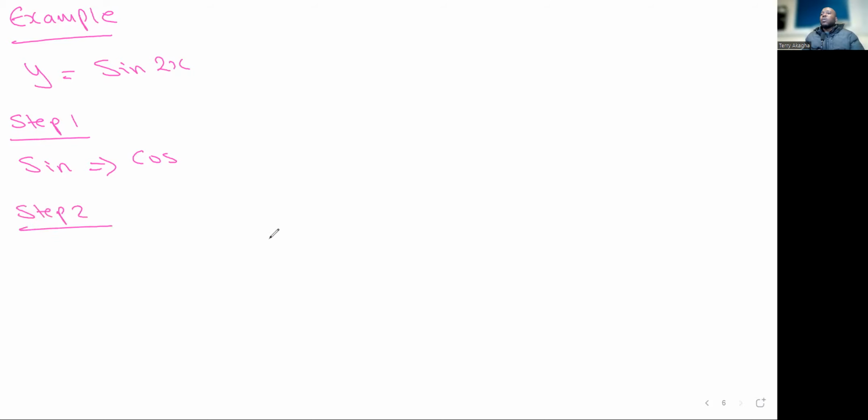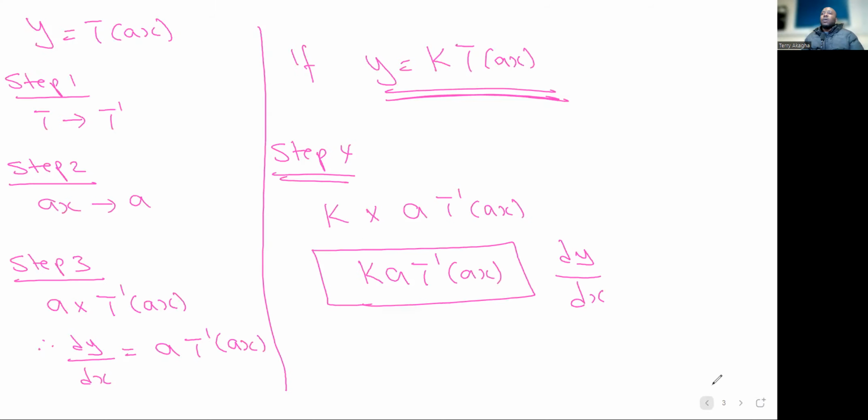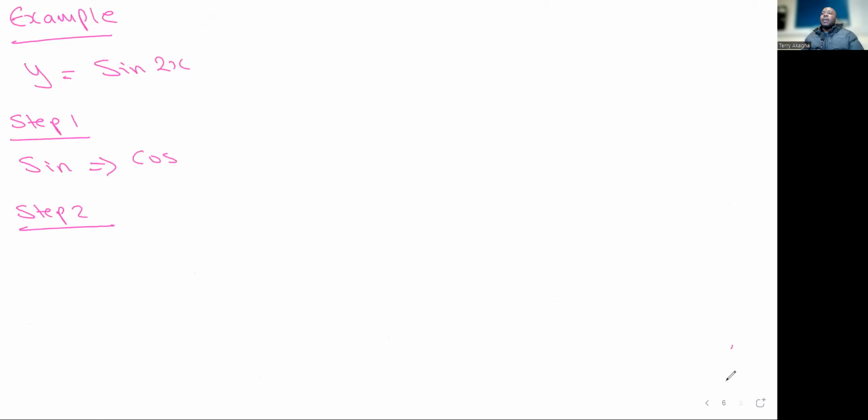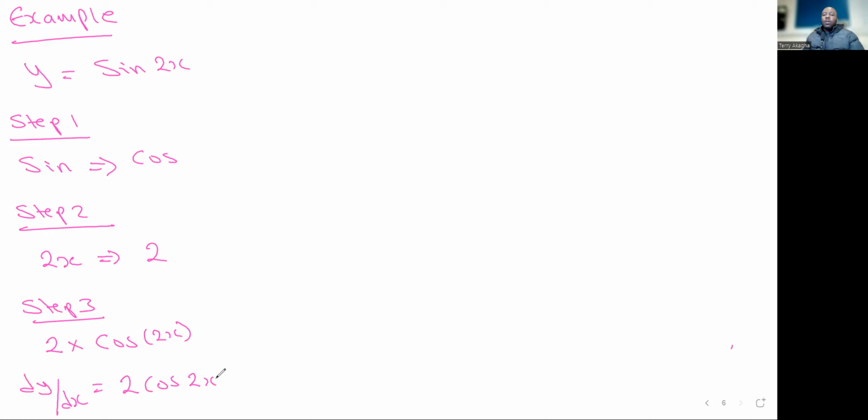Then the next thing, step 2. After doing that, you have to differentiate the element in the bracket. And what is the element we have in the bracket here? We have 2x. So when you differentiate 2x, it's going to give you what? 2. Then step 3, we need to multiply it. So it's going to be 2 multiplied by cos, and the original one there, 2x. And this is going to give you dy over dx equal to 2 cos 2x. As you can see, in this example, we can't go to step 4 because there's no constant in the front there.